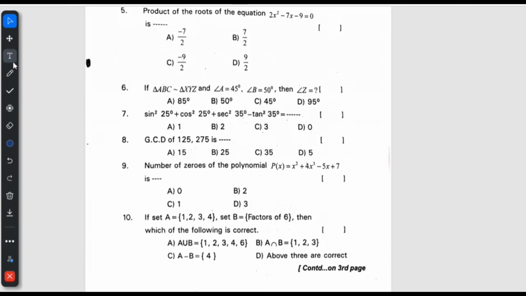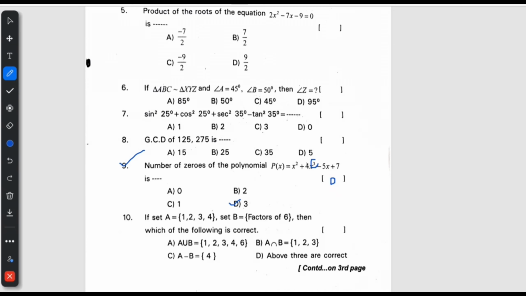Next one. The number of zeros of the polynomial p(x) equals x squared plus 4x cubed - 5x plus 7. Here the degree will indicate the number of zeros. The highest degree is 3. That's why the polynomial has 3 zeros. We can go to option D.